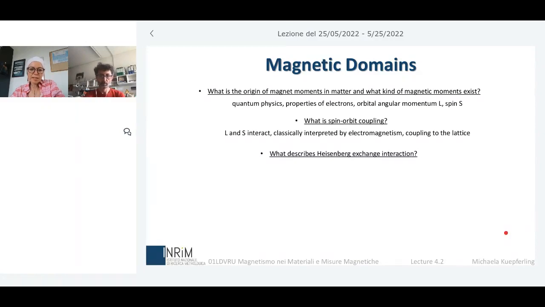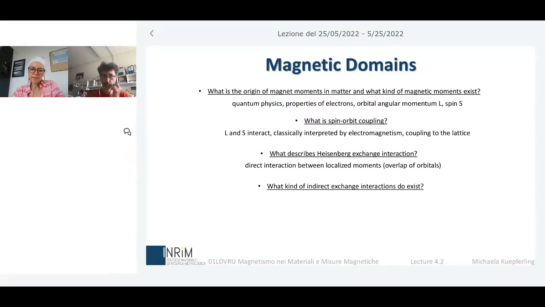What does Heisenberg exchange interaction describe? Heisenberg exchange interaction, please remember this, is considered a direct interaction between localized moments. So you need to have an overlap of orbitals, very important. We have localized magnetic moments and they directly interact. Then there exist other types of indirect exchange, and we also touched this in the last lecture. For example, in oxides, we can have superexchange or double exchange, and in metals, we spoke about RKKY exchange.